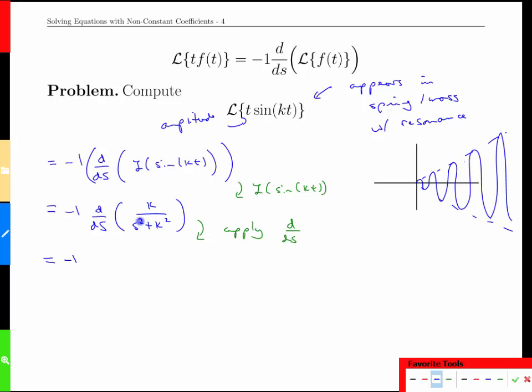And that will give us, careful, the only s term is in the denominator here. So we would have k times (s squared plus k squared) to the negative 1. So we'd have the negative 2 times negative 1. And then we take the derivative of the inside from the chain rule. And we'd end up with, simplifying all of this, 2ks over (s squared plus k squared) all squared. And that would be the way we'd apply this rule for t multipliers to functions whose transform we already know.